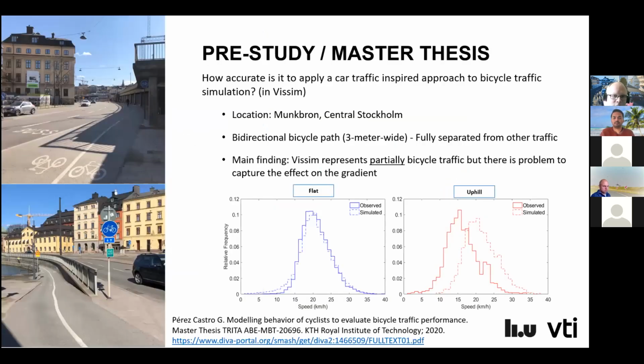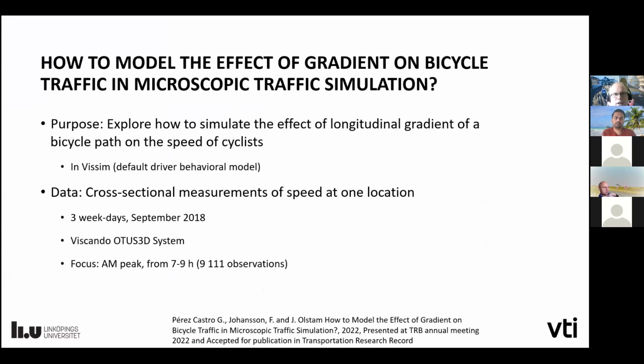Yes, so some of this work, Guillermo started with a master thesis. He tried to see if it's possible to simulate the bidirectional bike path in VISSIM with a car-based inspired approach, and it was possible to get the speed correct on the flats before you get to the downhill. But for the uphill, it was difficult to get the right speed and the speed distribution. So the effect of the gradient was not captured in a good way. So the first study he did for his PhD was to look into the gradient effect and how that could be simulated. So we have this data from 2018.